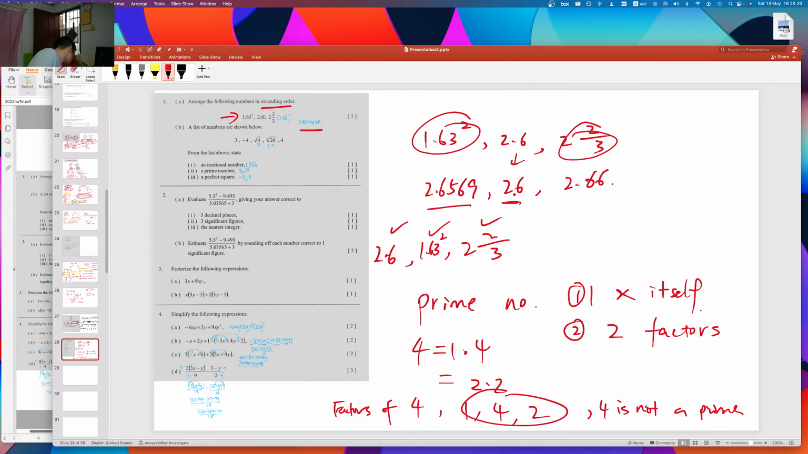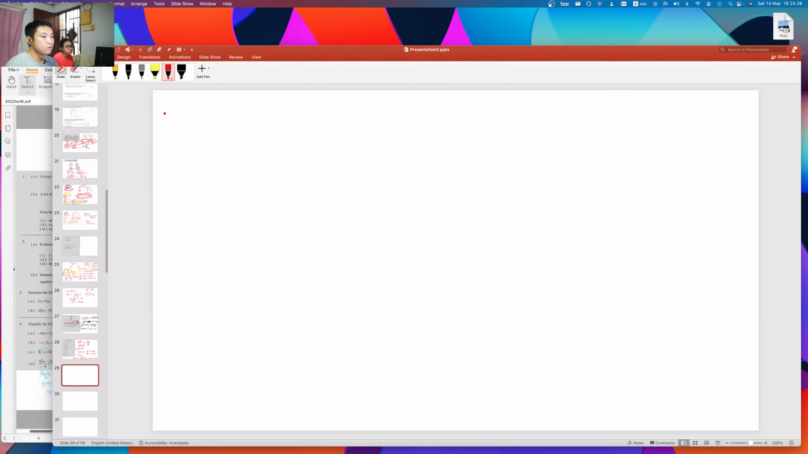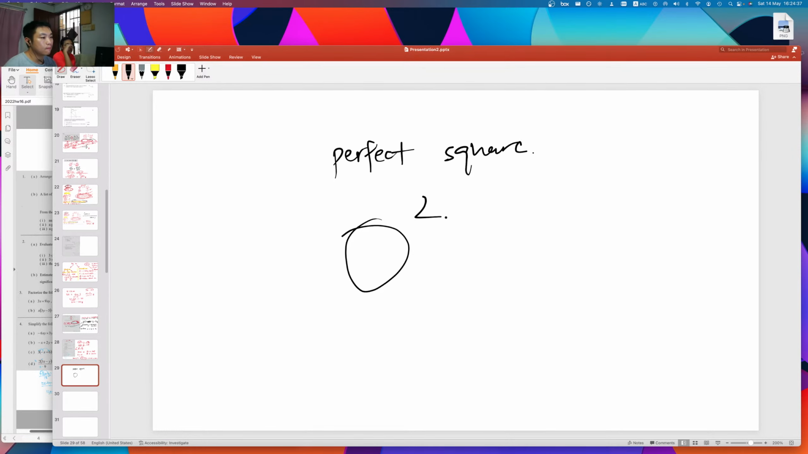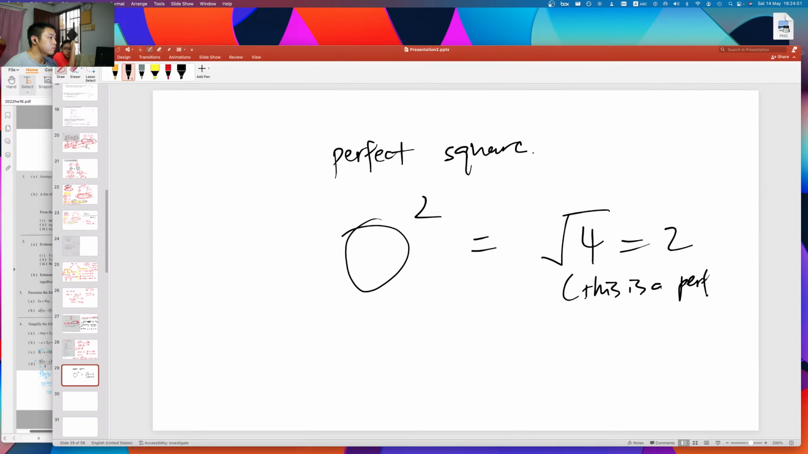Okay, perfect square. You know what's a perfect square? Do you know what's a square first or not? Is a something to the power of 2, right? Yeah. Okay? So in order to be a perfect square, that means your answer must be square root something. This is a perfect square because it's equal to 2. So in a way, if it's a perfect square, that means it can be square rooted.